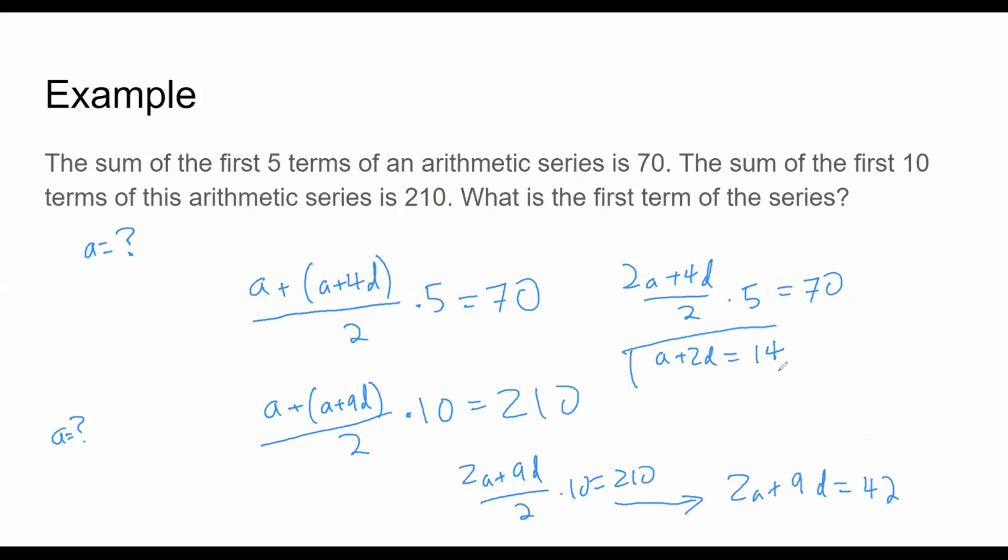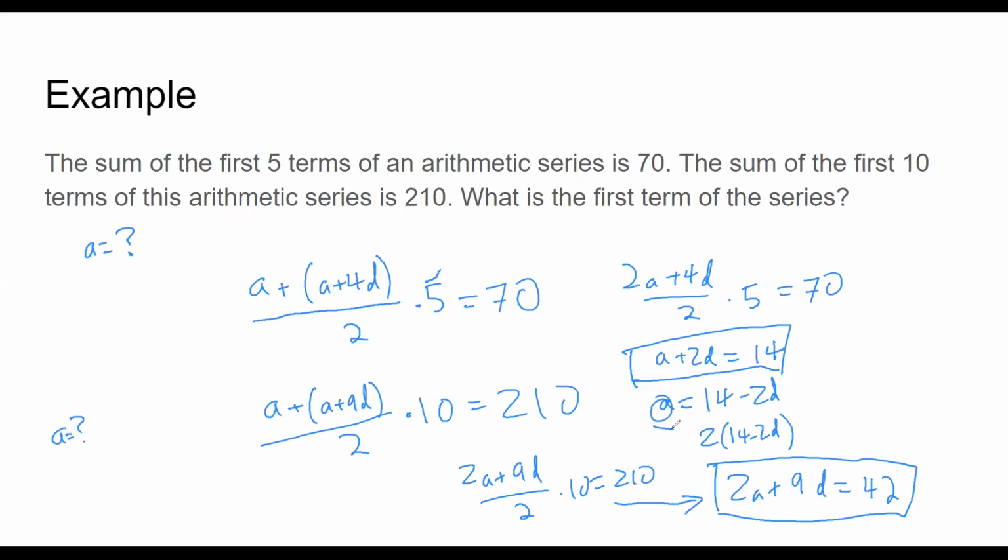So then we have these two equations. Now we can use a system of equations to solve this. So if a plus 2d is 14, a is going to be 14 minus 2d. So we substitute it in here. We have 14 minus 2d. So we're substituting this value of a into there, plus 9d is equal to 42. And then we get, I'll write it in a different color to make it more clear, 28 minus 4d plus 9d is equal to 42. So then we have 28 plus 5d is 42.